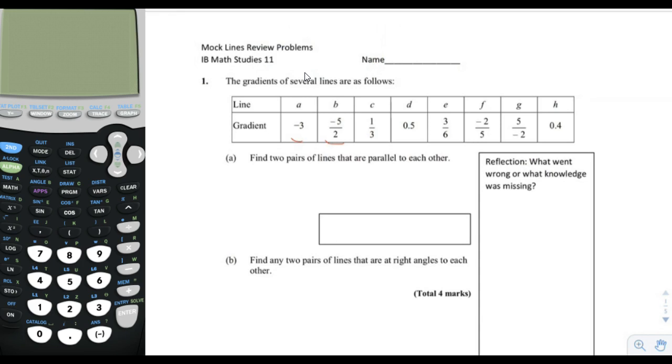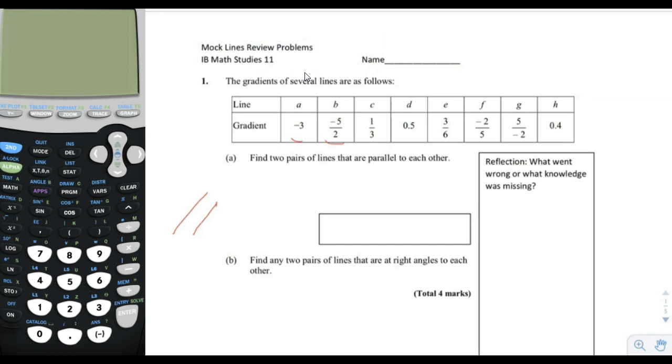So what they want here is they want to make sure that you, the student, know that if two gradients are the same, then that means that the lines are parallel to each other. Okay, so let's see if we can find gradients that are the same. The only challenge here is that sometimes they write them as decimals, sometimes as fractions, sometimes as unreduced fractions.